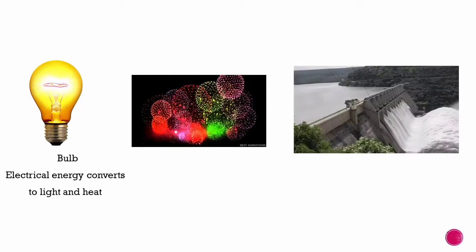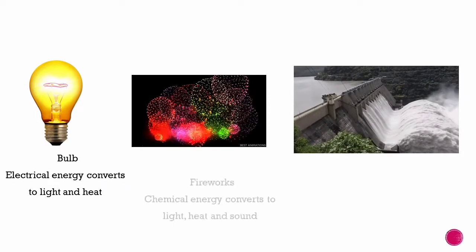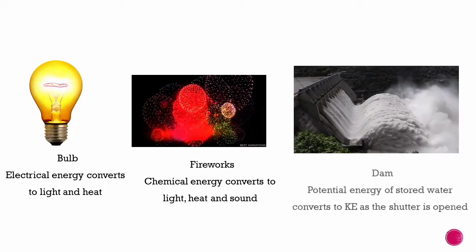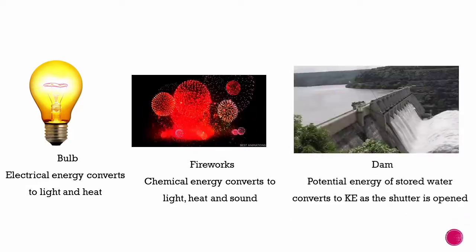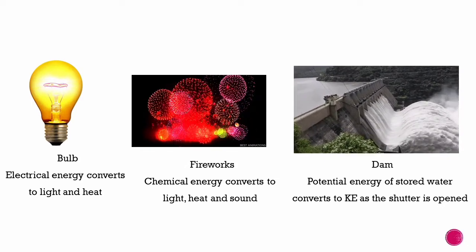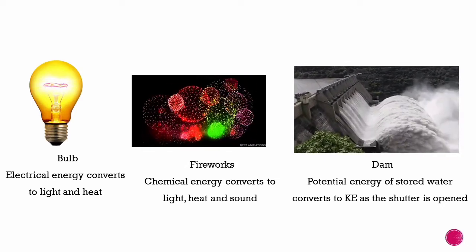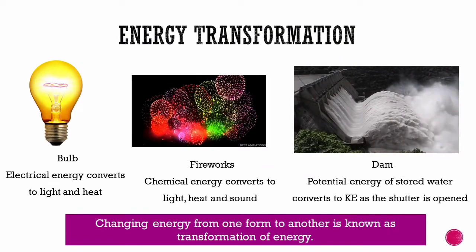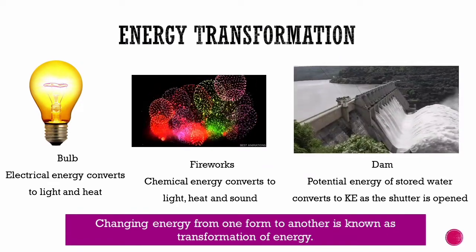As soon as you switch on the bulb, the electrical energy in the bulb converts to light and heat. In a firework, the chemical energy converts to light, heat and sound, and when the shutter of the dam is opened, potential energy of the stored water converts to kinetic energy. So in all these cases, you can understand that energy is changing from one form to another.